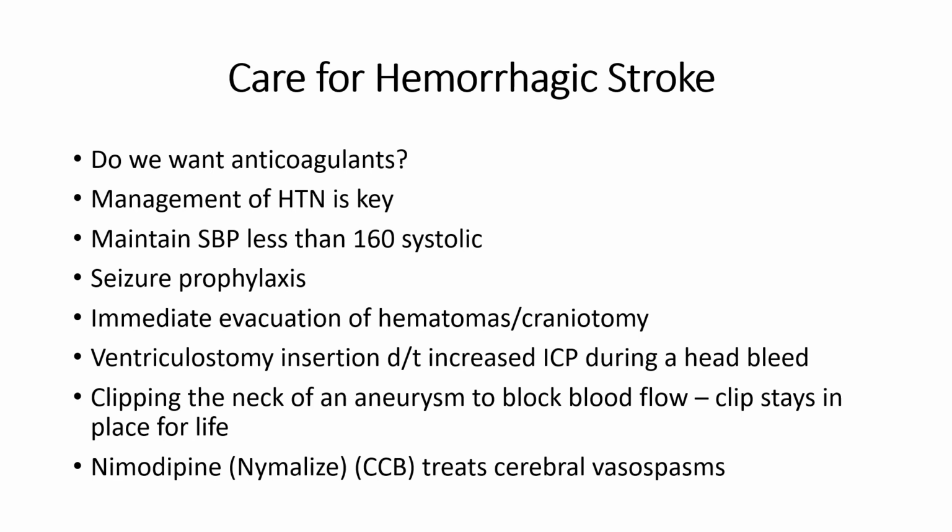We'll probably do an immediate evacuation of any hematomas, so we'll get that blood out of the brain. We'll have to do a craniotomy and evacuation. Ventriculostomies, like that image we saw before when we talked about the ICP, can be inserted. That is to decrease any ICP and decrease the bleeding during a head bleed. So any pressure that we can relieve, a ventriculostomy can be placed.